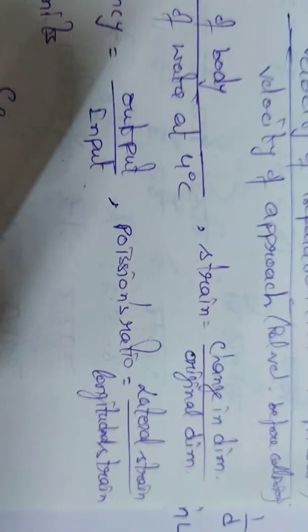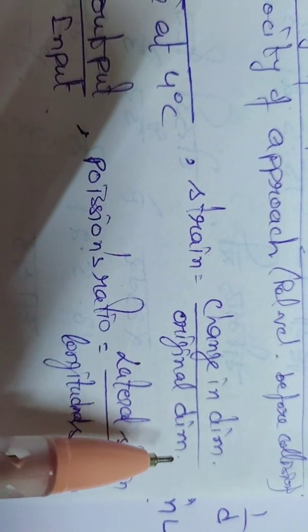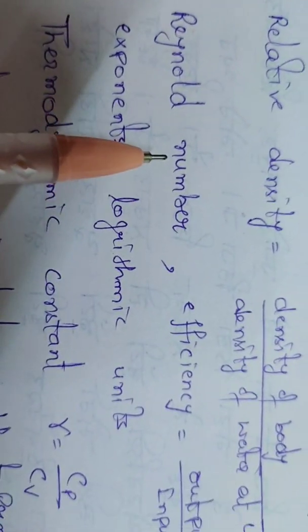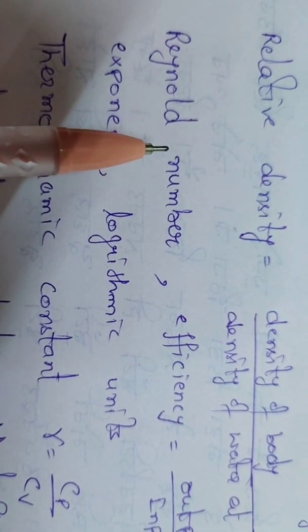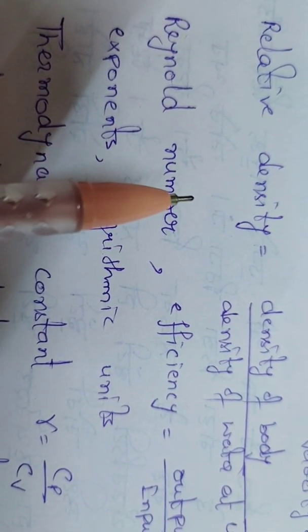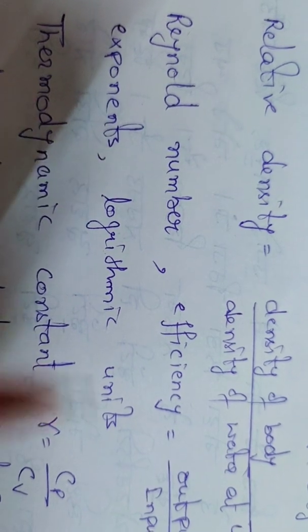Strain is the change in dimension upon original dimension, meaning change in length upon original length, change in area upon original area, change in volume upon original volume, change in diameter upon original diameter. So above and below have the same dimensional formula, so they get cancelled, so strain does not have a dimensional formula. Reynolds number is a counting number that defines whether the fluid flow is streamline or turbulent. Again it is a number, no dimensional formula.